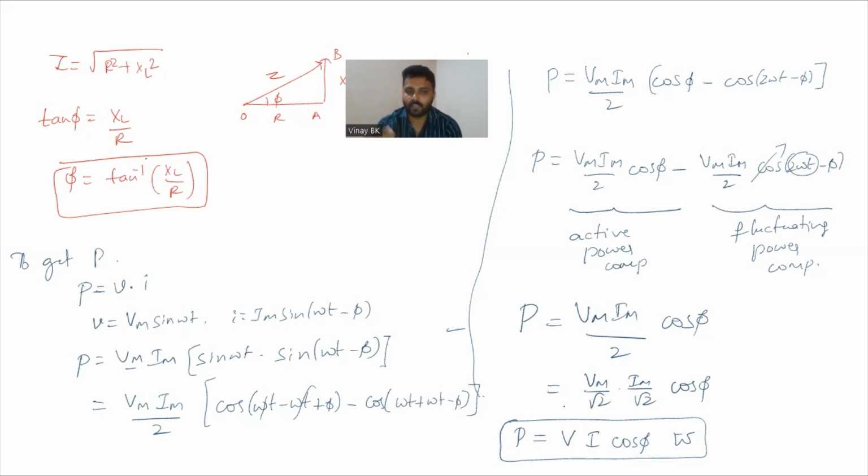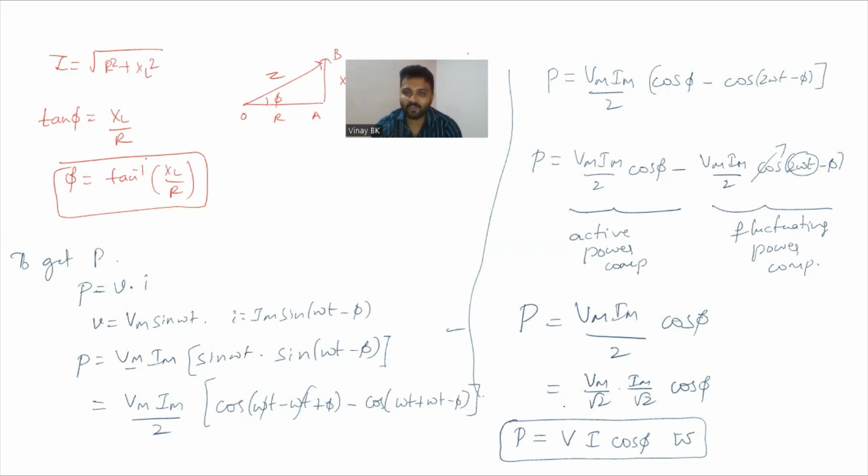You can get phi equals tan inverse of XL by R. To get the power, define the instantaneous value of power, that is V into I. Then substitute the values of V and I and simplify by applying the trigonometry rule. You can get two components: one is the active power component, the other is the fluctuating power component.